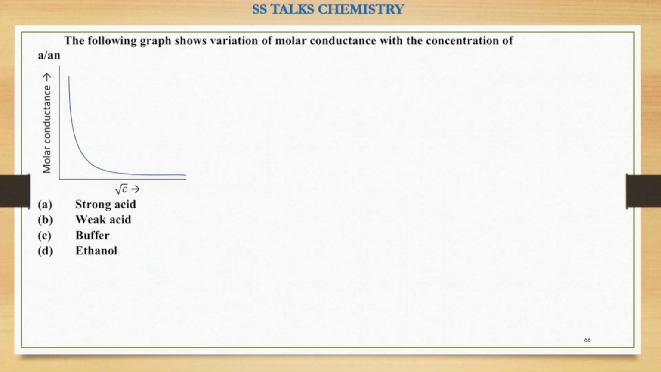Moving to the next one we have this. The following graph shows the variation of molar conductance with the concentration of an electrolyte, and we have to find which electrolyte solution this graph corresponds to. First one says it is for a strong acid, second says weak acid, third says buffer, and fourth says ethanol. We know molar conductance versus root of C. If it's going parallel to the direction of the molar conductance axis, this is for weak electrolytes or weak acids. So B is going to be the answer in this case.